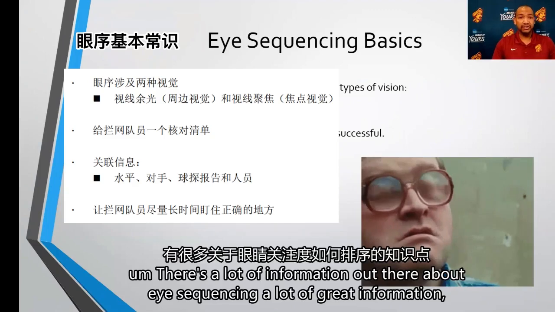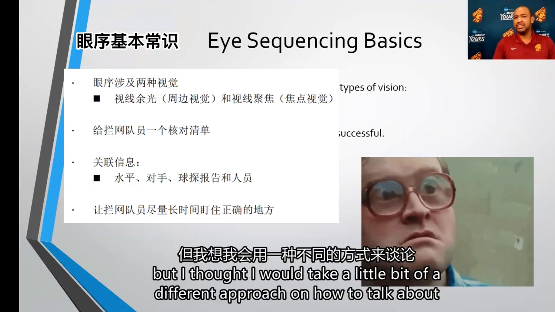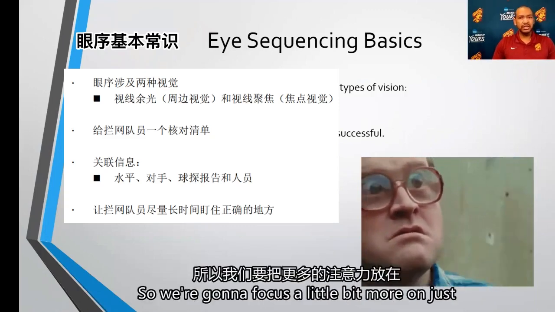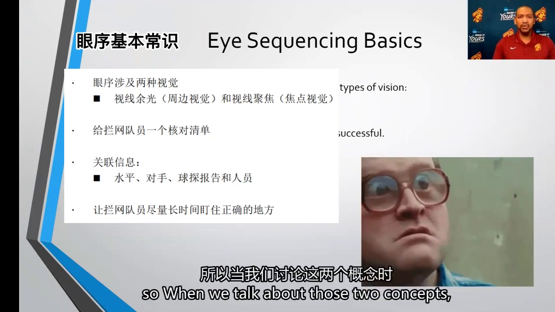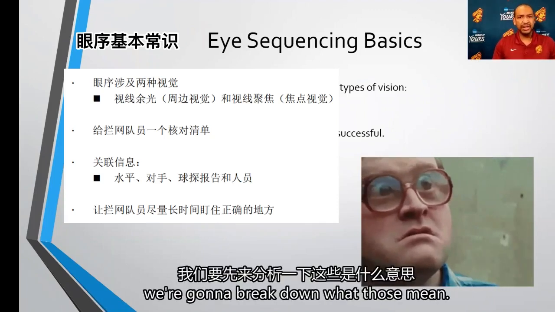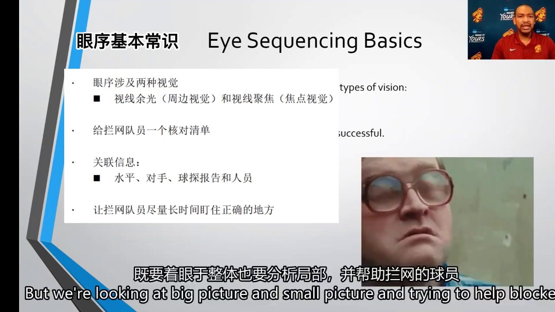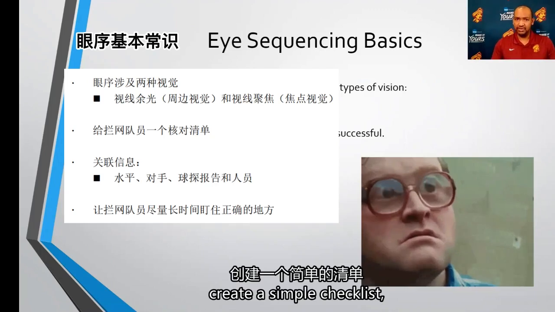There's a lot of information out there about eye sequencing, a lot of great information, but I thought I would take a little bit of a different approach on how to talk about eye sequencing. So we're going to focus a little bit more on just peripheral versus focal vision. When we talk about those two concepts, we're going to break down what those mean. We're looking at big picture and small picture and trying to help blockers create a simple checklist, right?